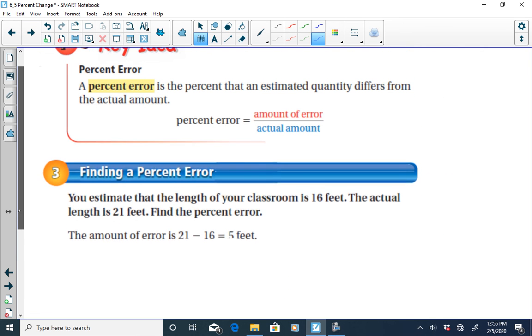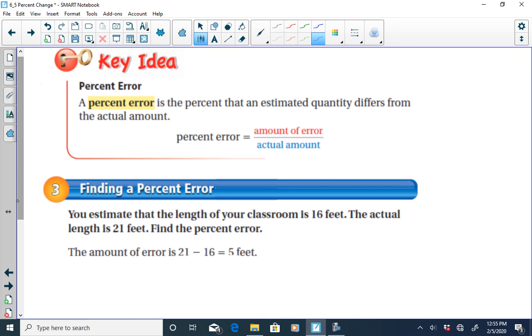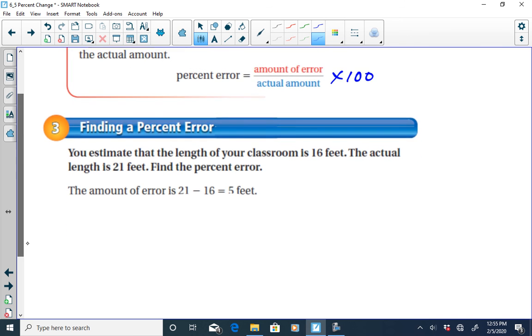Next part of the lesson, we want to learn and be able to calculate what's called the percent error. And the percent error is simply the percent that an estimated quantity differs from the actual amount. The ratio that we use for percent error is the amount of error divided by the actual amount. But once again, I'm just going to add to that formula that we're going to multiply that by 100 because we get a decimal value, and to change that decimal to the percent, we multiply by 100.